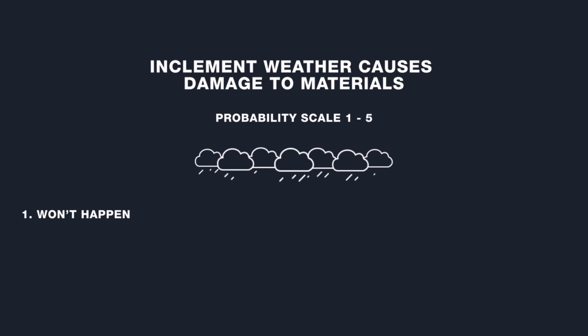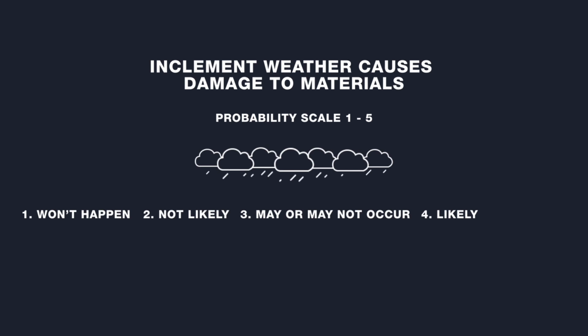1, won't happen, 2, not likely, 3, may or may not occur, 4, likely, or 5, definite. Selecting a 4 or 5 is reasonable. If we were building in a dry season, this probability would be much lower, selecting a 1 or a 2. For our example, let's select 4, likely, as we are building during the rainy season.